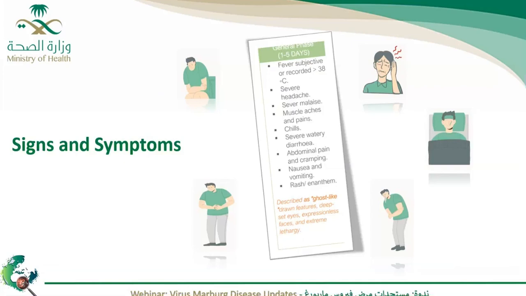Regarding the signs and symptoms of the disease, Marburg virus disease manifestation changes throughout three phases. The first phase is called the general phase, and is also described as a ghost-like phase, because in this phase the patient will have drawn features, deep-set eyes, an expressionless face, and extreme lethargy, and it lasts from 1 to 5 days. Fever is subjective or recorded, and it's usually more than 38 degrees. The patient might experience severe headache, severe malaise, muscle ache and pain, chills, severe watery diarrhea, abdominal pain and cramps, nausea and vomiting, or enanthem, which is small spots on the mucous membrane that usually appear with viral infections.